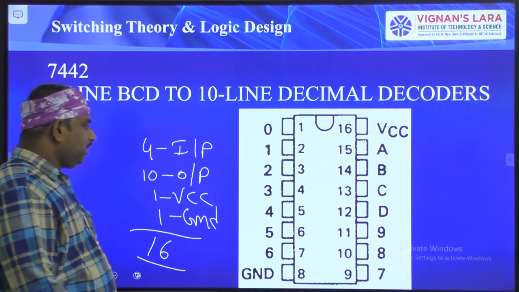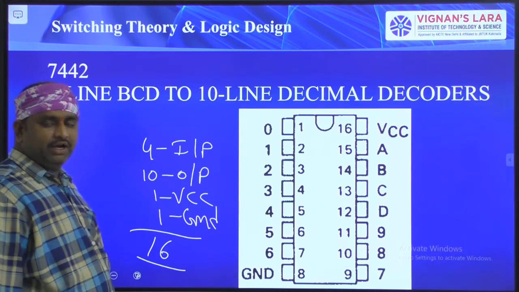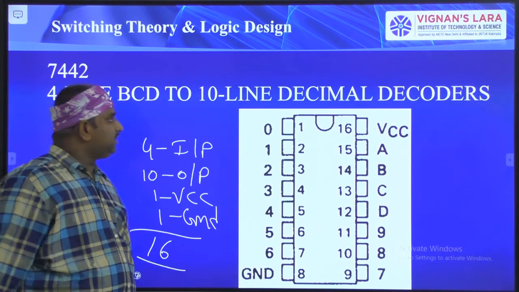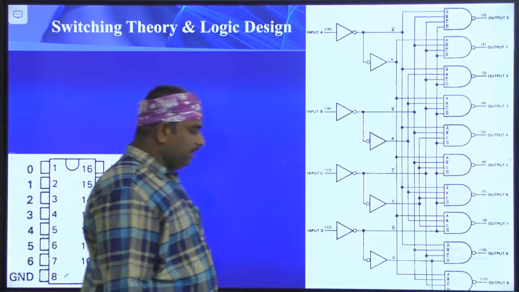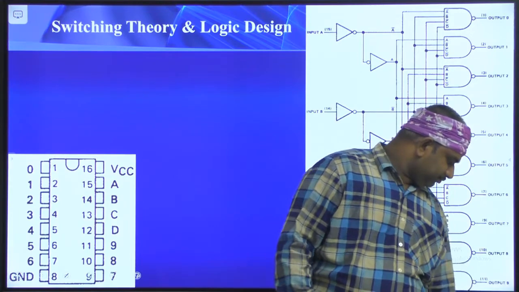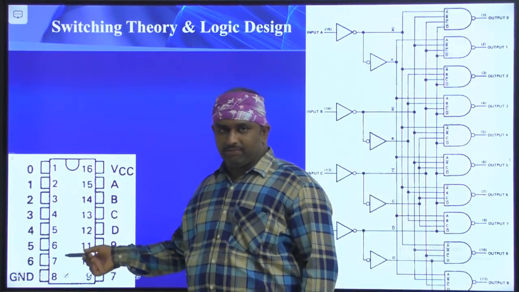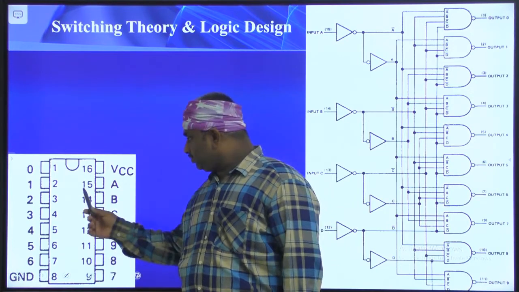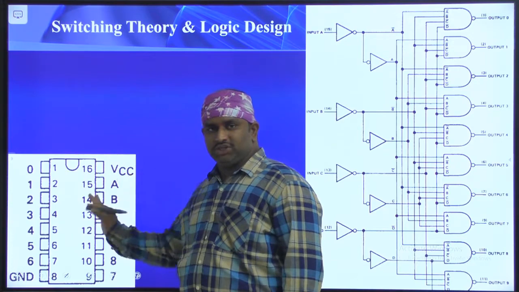Now let us see the internal diagram of this IC 7442. Here we have the pin diagram, which we already discussed just now, so I have kept it aside. Remember one thing: 4 inputs, 10 outputs.